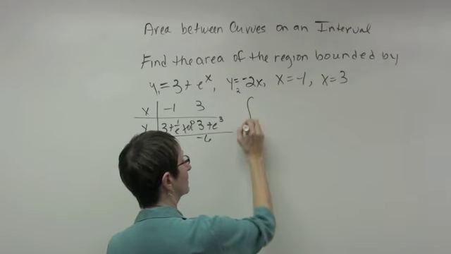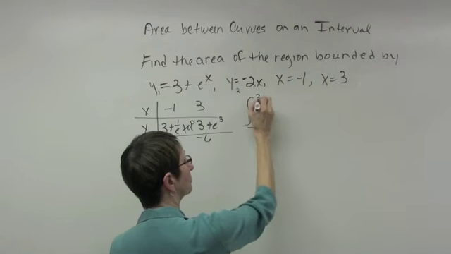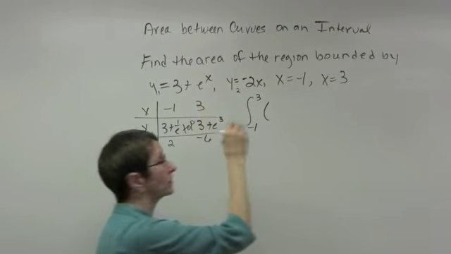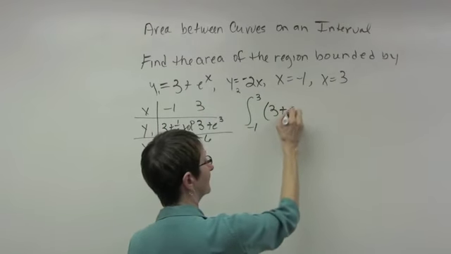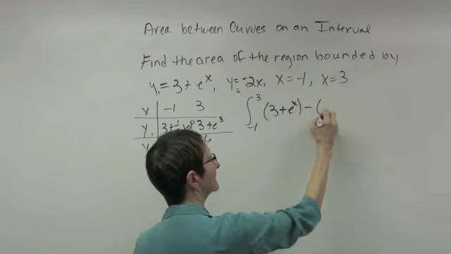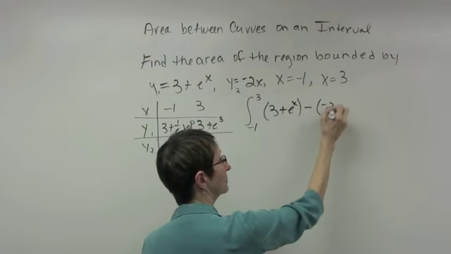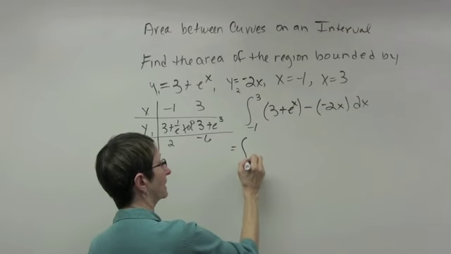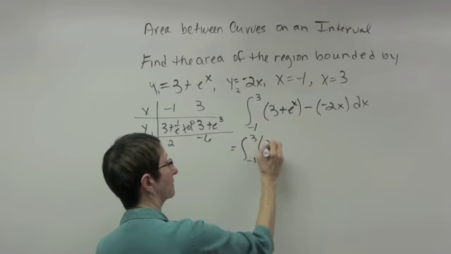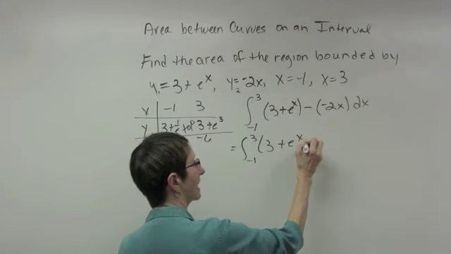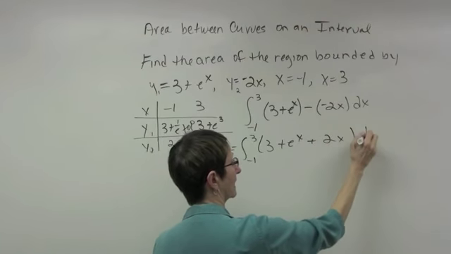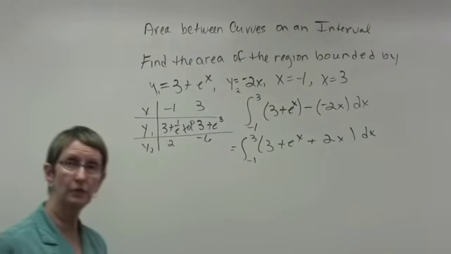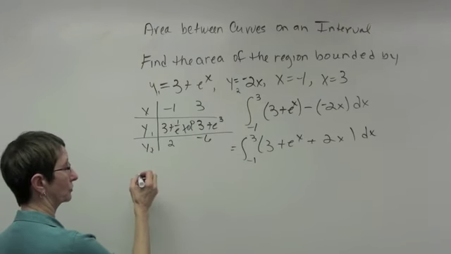So to find this integral, it goes from -1 to 3. The first function, 3 plus e to the x, minus the second function, -2x, the one on the bottom, gives me the integral from -1 to 3 of 3 plus e to the x plus 2x dx. And we have to find the antiderivative first using those rules.